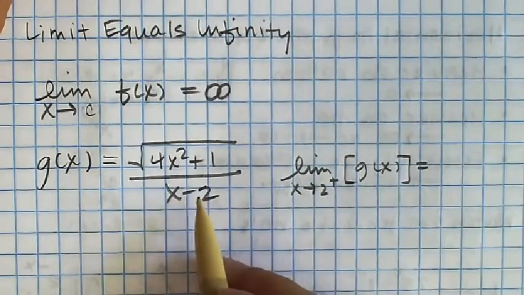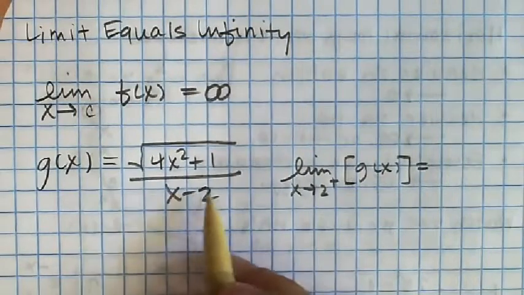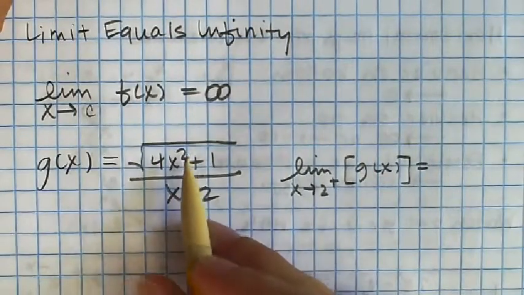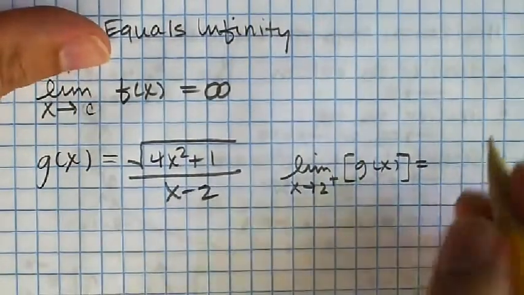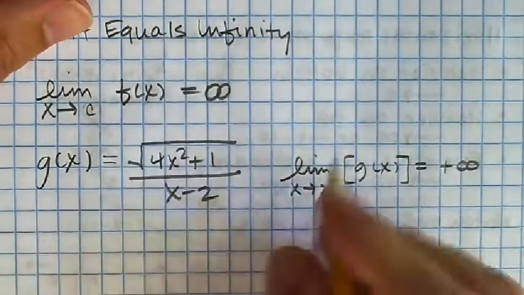2.01 minus 2 is still a positive number, 2.001. No matter what I choose, if it's bigger than 2, this denominator will be positive. The numerator is always positive, so I know that this limit is positive infinity because it's positive over positive.